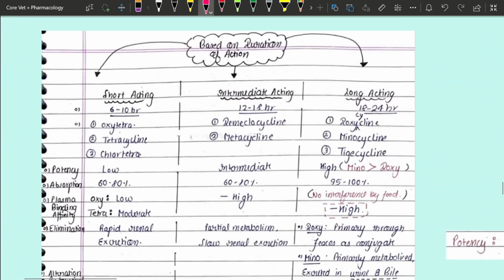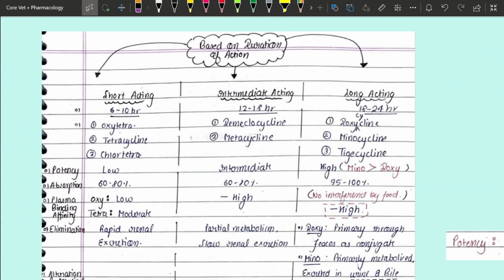Because the duration is also important. If the duration is shorter, obviously you have to repeat the drug many times, right? And if the duration of action of a particular drug is more, meaning it is long acting, then the dosage and the frequency of the drug are going to reduce, right?